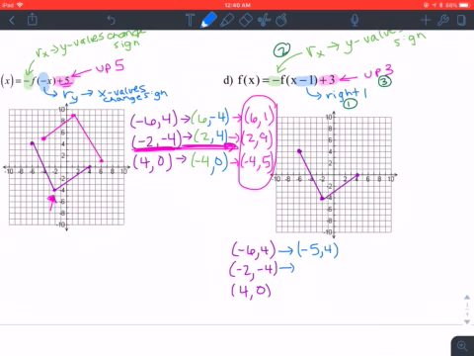From -2, -4, I'm shifting right 1. So we're at -1, -4. And then our last point is at 4, 0. Shift right 1. So we're at 5, 0.